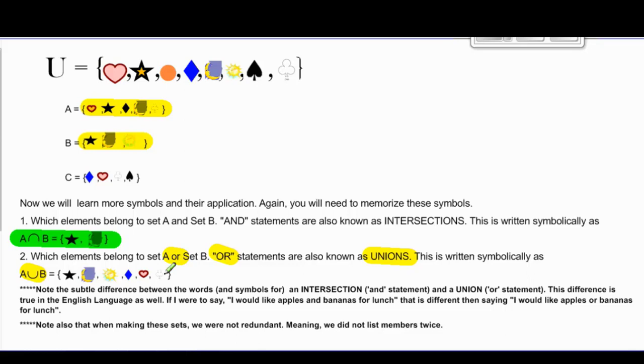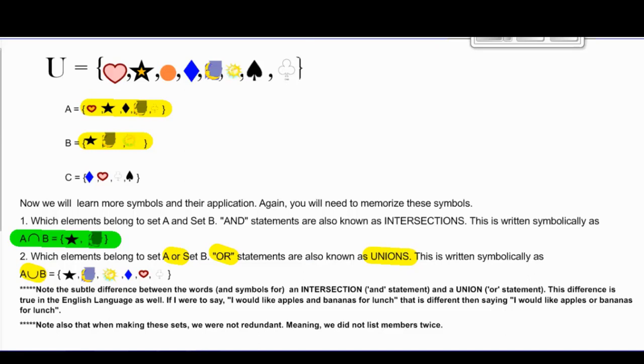And again, it doesn't matter what order I put these in. However, notice that I did not say star twice, and I did not say moon twice. I just say it once. And that will give me all of the elements that are in either set A or set B. Again, that's called a union.